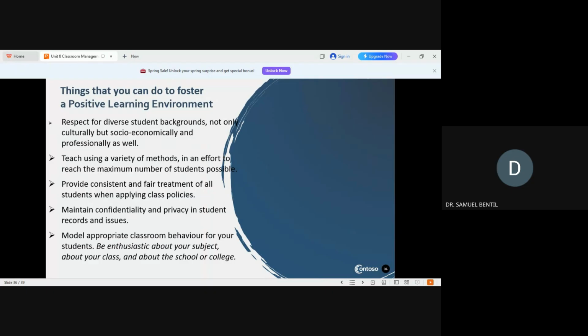Model appropriate classroom behavior for your students. As a teacher, be enthusiastic about your subject, about your class, and about the school or the college you find yourself in. Students, whether you like it or not, they are the people you are handling. Whether they are good or bad, be proud of them. Do your best. Shape them. Mold them. Break them where they need to be broken from any shackles. And model them to the kind of people that you want your children to be. And God will also make yours what he wants.